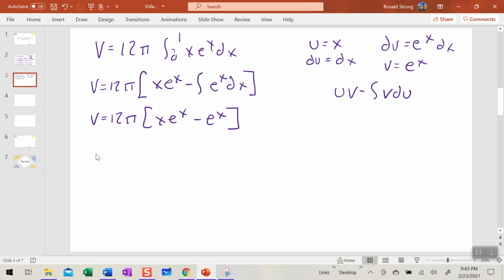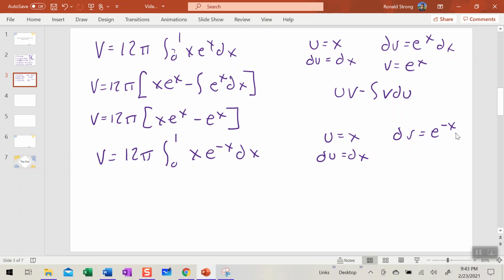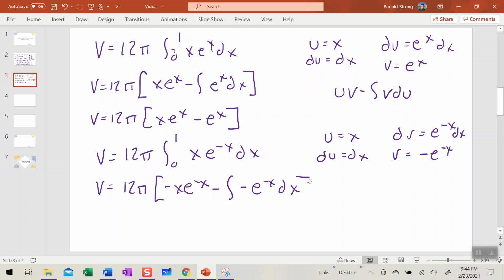Now the second integral was similar to that. Volume is equal to 12 pi times the integral from 0 to 1 of x e to the negative x dx. Likewise, u is equal to x, du is dx, dv is equal to e to the negative x dx, and so v is going to be equal to negative e to the negative x. So volume is equal to 12 pi, and so we're going to have u times v, which is a negative x e to the negative x, minus the integral of v du, which would be, again, negative e to the negative x dx.